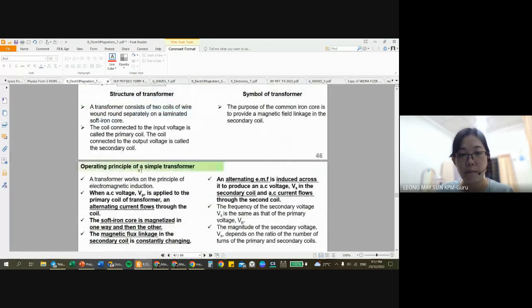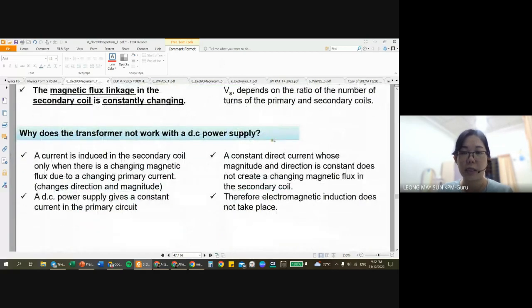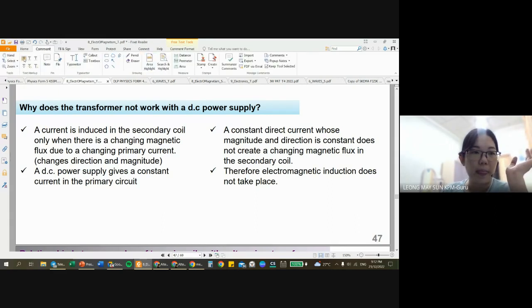Okay, so what I want to emphasize here is the higher order thinking question that they normally ask: why does the transformer not work with direct current? Now please identify. If the question asks why a transformer cannot work with direct current, the answer would be, a current is induced in the secondary coil only when there is a change in magnetic flux due to a change in primary current. So the only thing that can change the primary current is to use an alternating current.